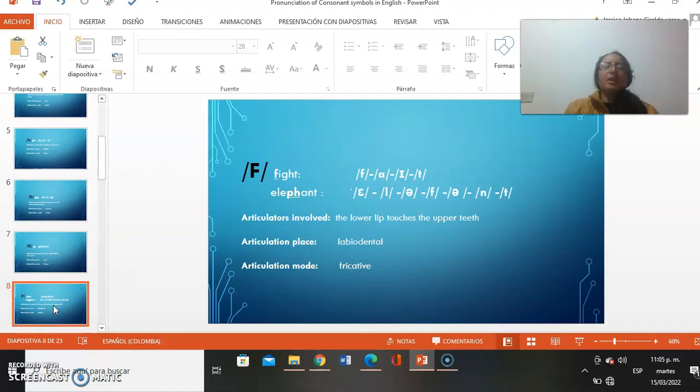Continue with the letter F. Its sound is F. For example, fight and elephant. The articulators involved, the lower lip touch the upper teeth.